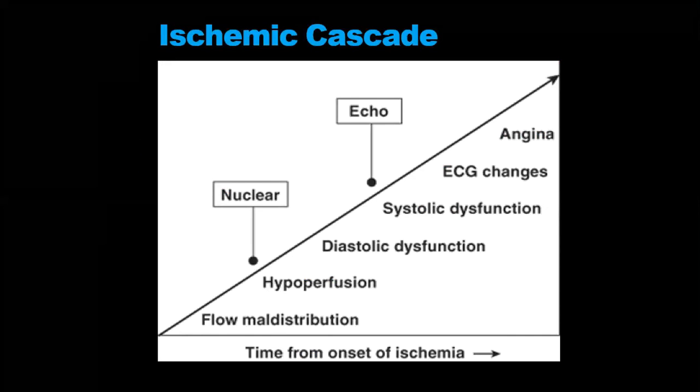So this is the ischemic cascade. We all know it. The time from the onset of ischemia to detection is very late because when ischemia occurs, there is first flow maldistribution of coronary myocardial circulation, then hypoperfusion, then diastolic dysfunction, then systolic dysfunction, then ECG change, then angina.